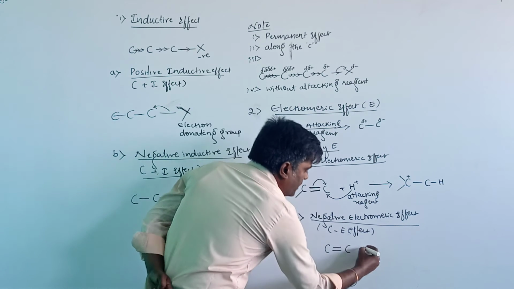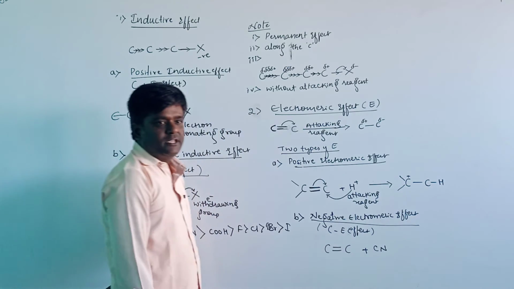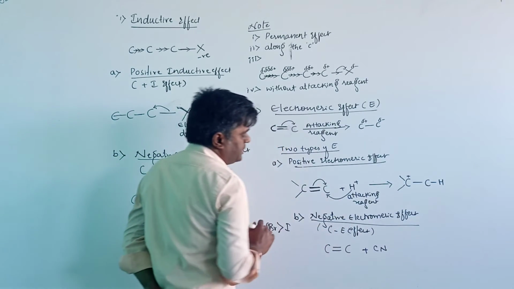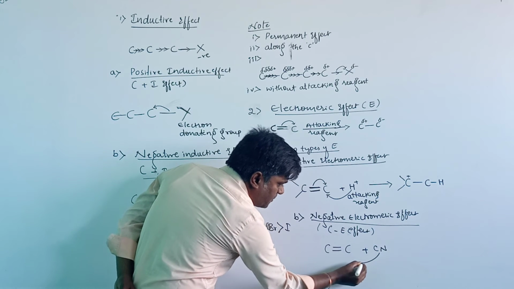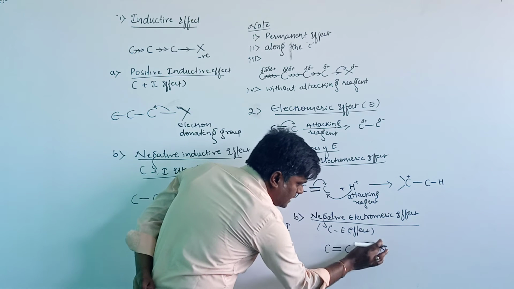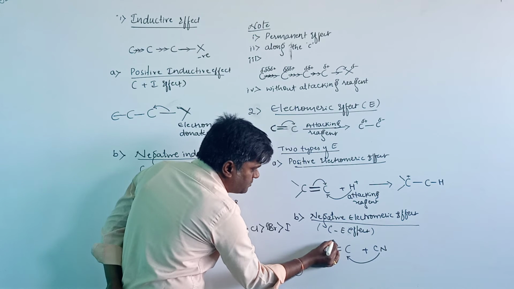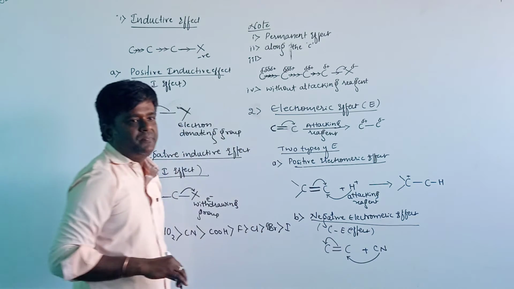Then an attacking reagent, that is cyanide. Cyanide is the attacking reagent. Consider here cyanide, we are taking the cyanide as attacking reagent. Consider the cyanide attacking here. When we compare the carbon and the cyanide, cyanide is more electronegative, therefore the displacement of electron will take place away from the attacking reagent.